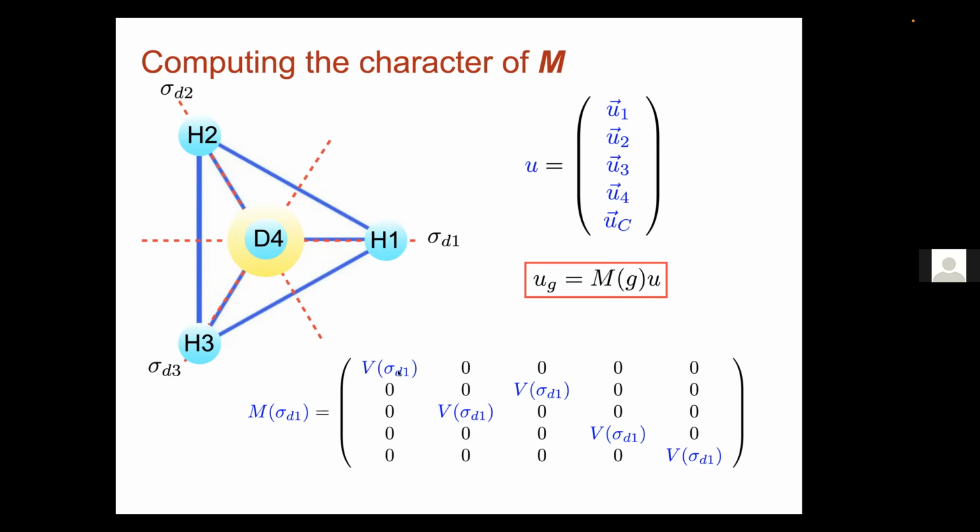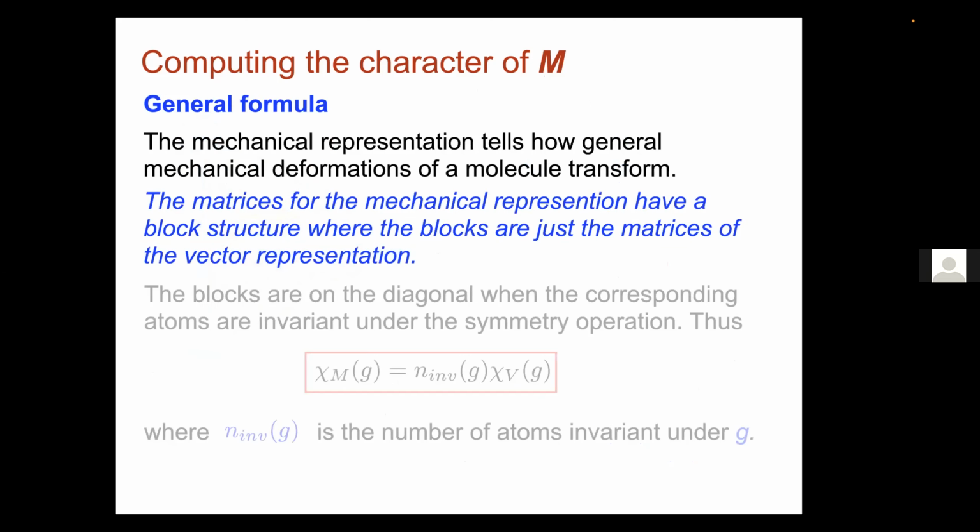And now you know the general rule. How are the traces of the mechanical and the vector representation related? Well, by a simple rule. The trace of the mechanical representation, I compute by looking at how many blocks are in the diagonal, and that number, 3, I just multiply by the trace of V. And the number of blocks is just the number of invariant atoms. So I arrive at this extremely simple conclusion.